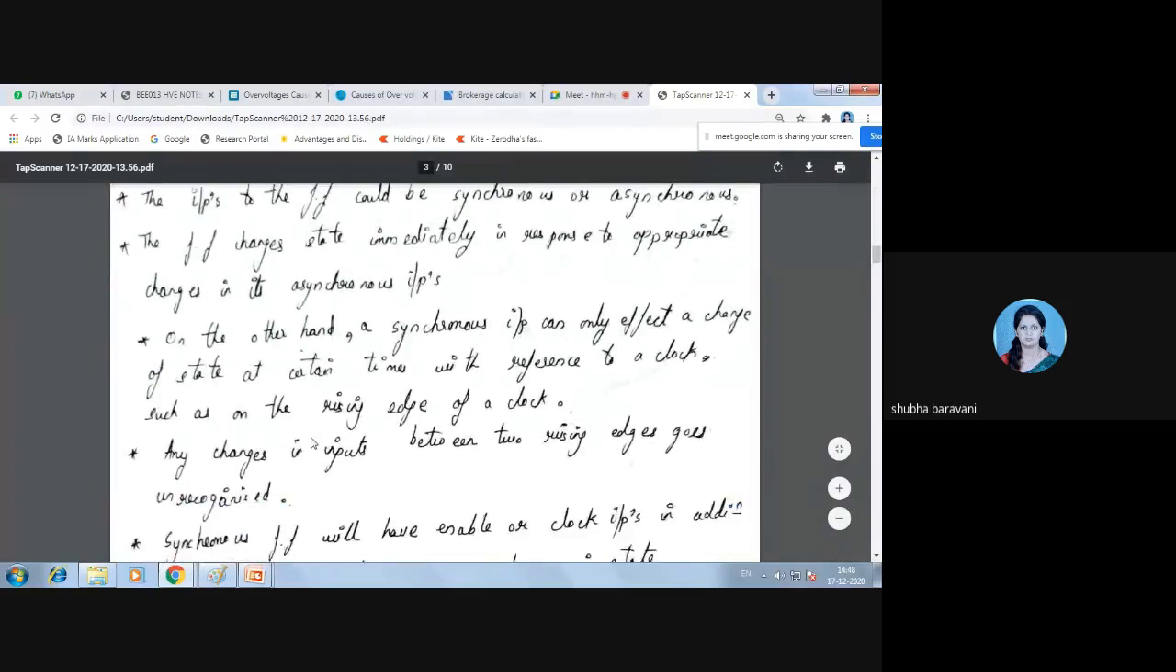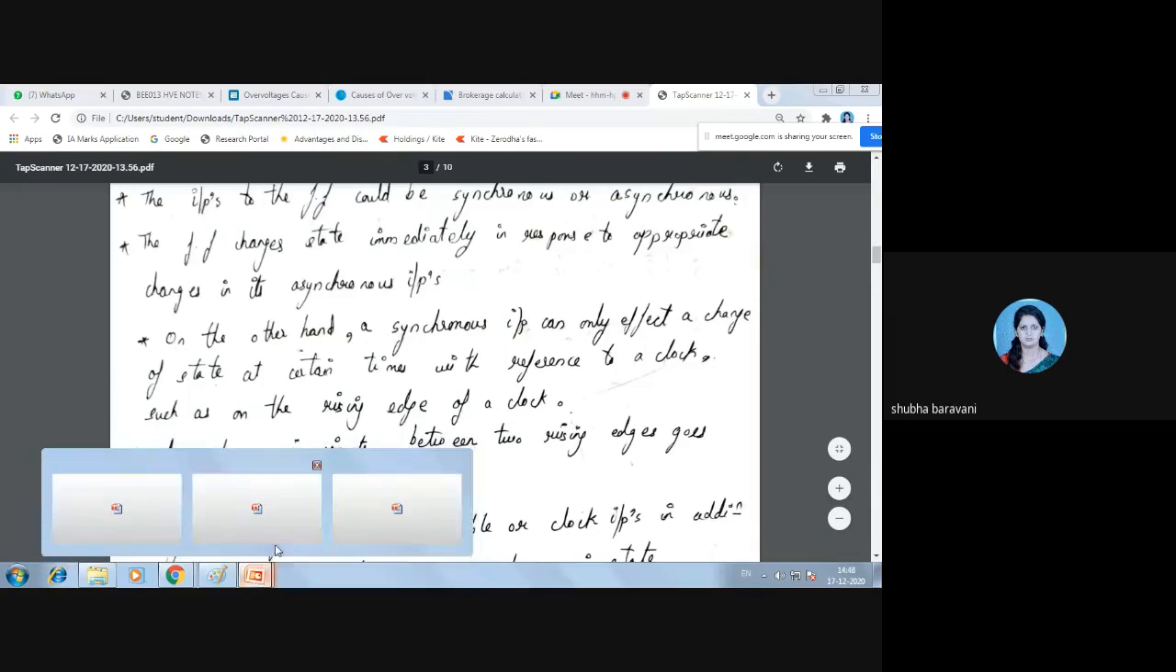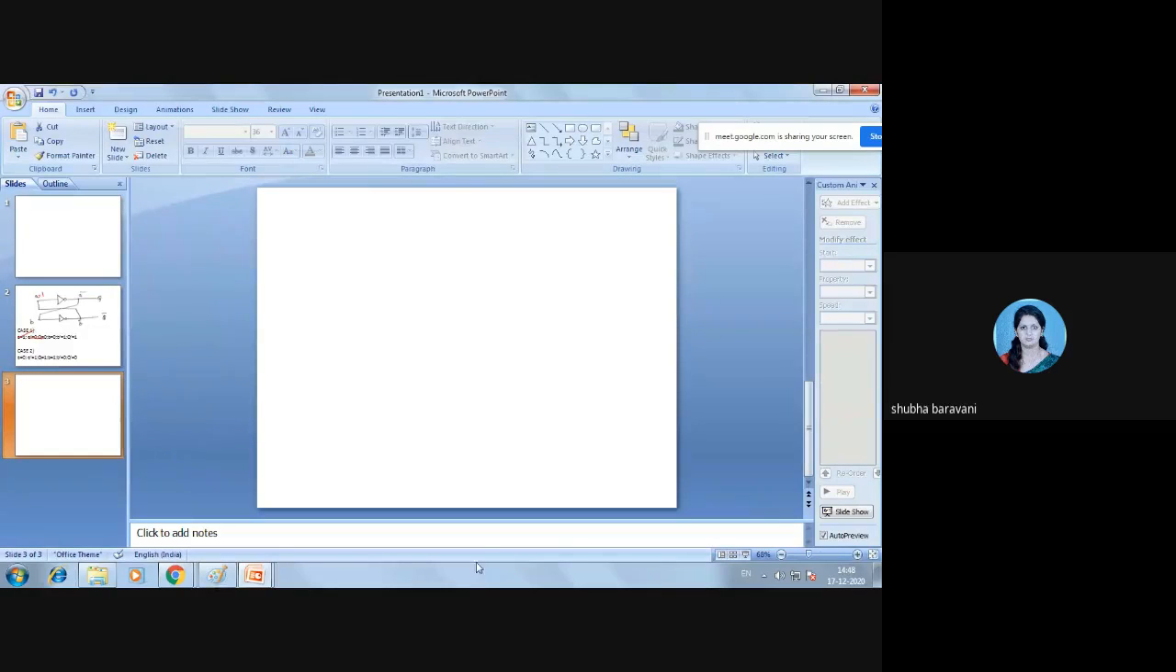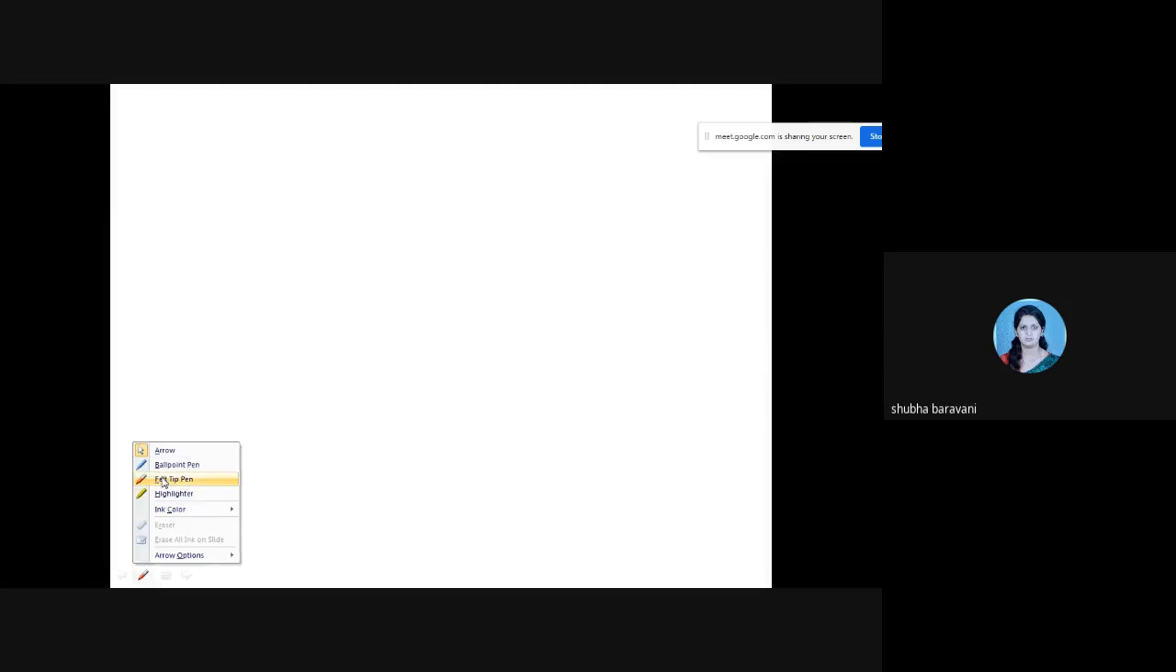On the other hand, a synchronous input can only affect a change of state at certain times with reference to a clock. Synchronous circuits are the circuits which have a master clock, such as on the rising edge of a clock. Are you all aware of a clock pulse? How does it look? How do we represent a clock pulse?